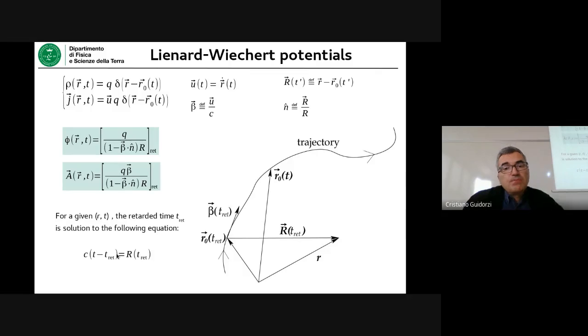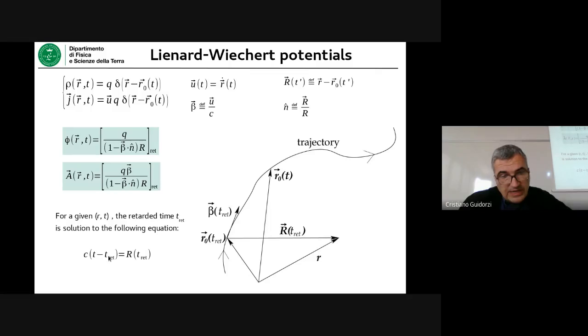supposedly you know exactly the trajectory and the position of the particle as a function of time. Once you know that, you have all the ingredients to calculate the solution of this equation. The solution of this equation is the retarded time. So among all the possible points along the trajectory, you want the very point for which the difference between the generic position at which you want to calculate and the position of the particle, capital R, matches exactly the path that the light would travel between the two times, between the current time t and the retarded time.